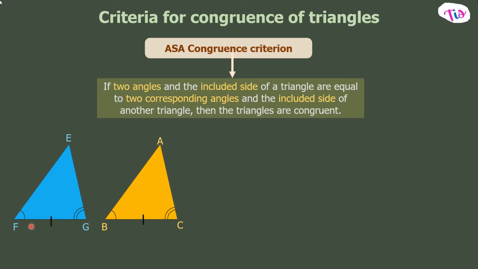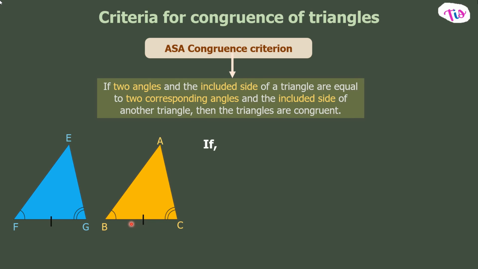So these two triangles FGE and BCA are there, and this angle and this angle, these two angles and the included side, right? That side that is including these two angles, so you can say lies in between these two angles. So that side we are talking about. So two angles and included. I'm stressing upon this word, included side, not any other side, only the included side. So two angles and the included side of one triangle are equal to the corresponding two angles and the included side of another triangle, then these two triangles will be congruent by ASA congruence criteria, right?